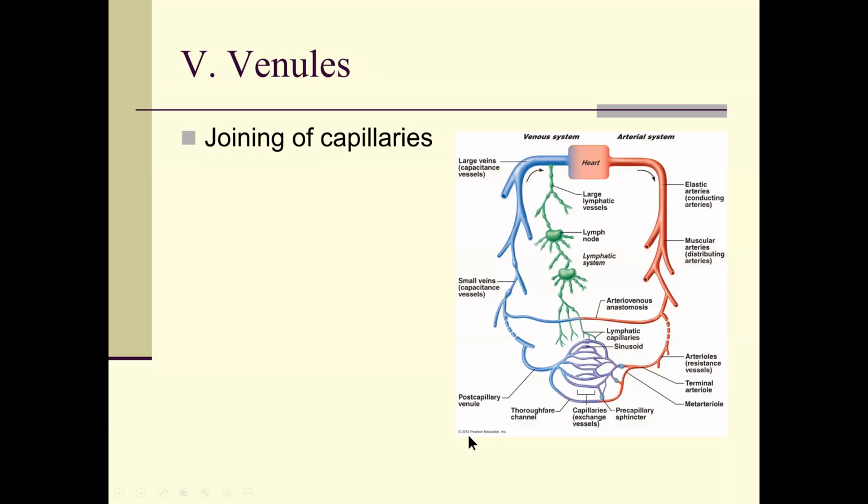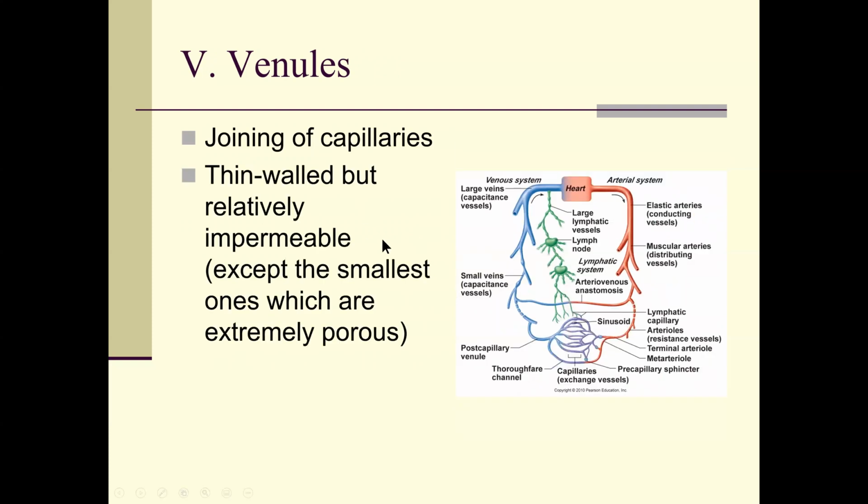Venules, joining of capillaries. So we have the capillary bed. We had the arterioles, which went into the capillaries. We now have venules coming out, okay? So these capillaries have joined. We have deoxygenated blood now. They are thin-walled, but relatively impermeable, okay? So we had a lot of permeability in the capillary, a lot of permeability in the capillary bed.